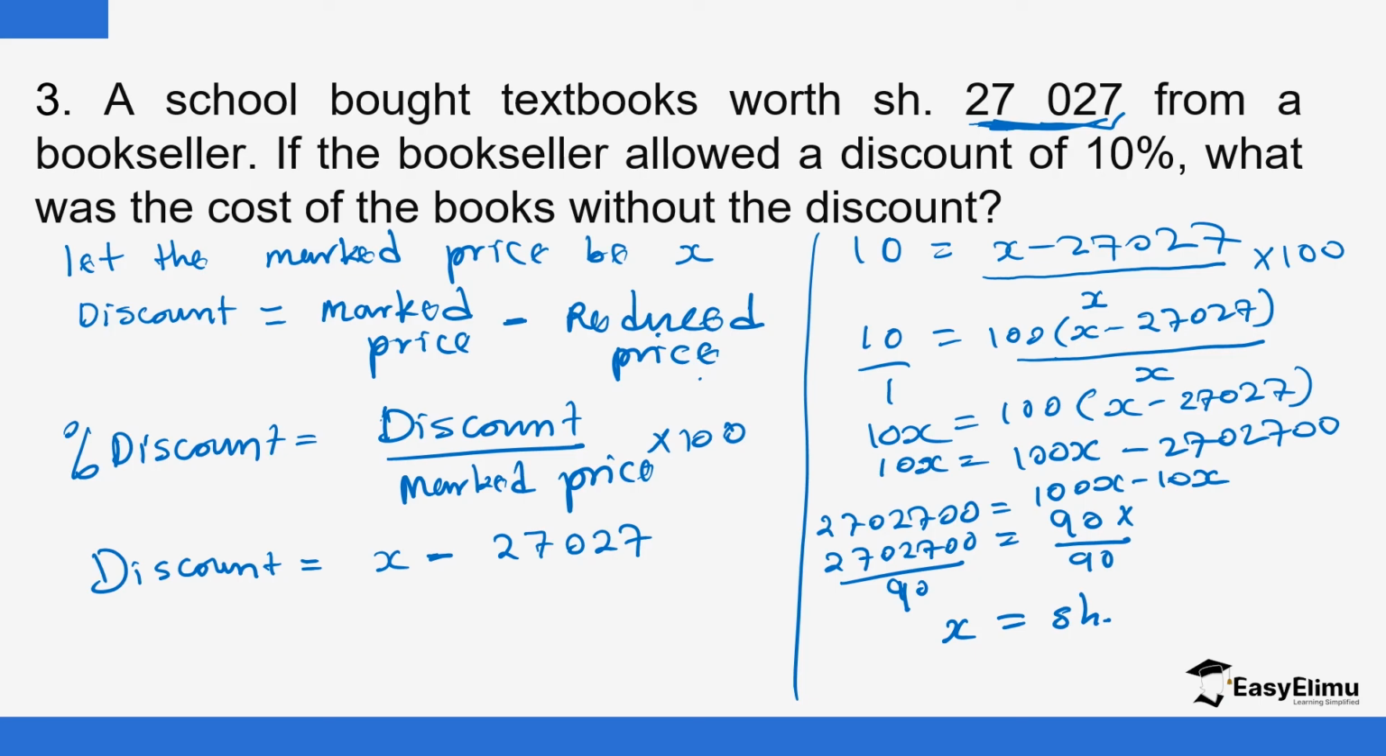So that is 2,702,700 divided by 90 is 30,030. 30,030 shillings.